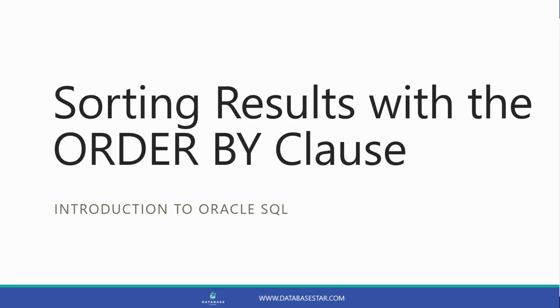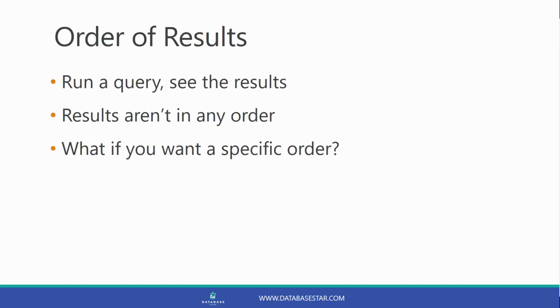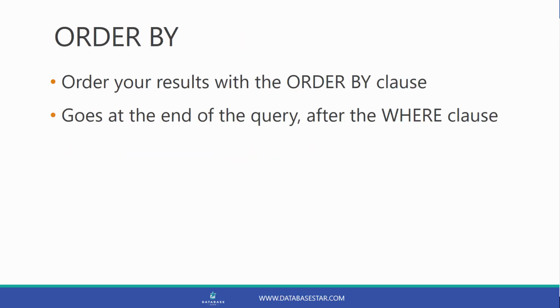Sorting results with the order by clause. When we run a query, it shows us the results of the query that we've written, as you've seen before. But you may have noticed that the results aren't in any particular order. Sometimes in the employee table it was shown by employee ID, and other times it seemed random. What if you want to show your results in a specific order?